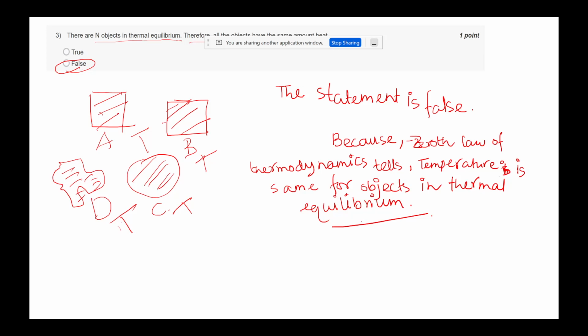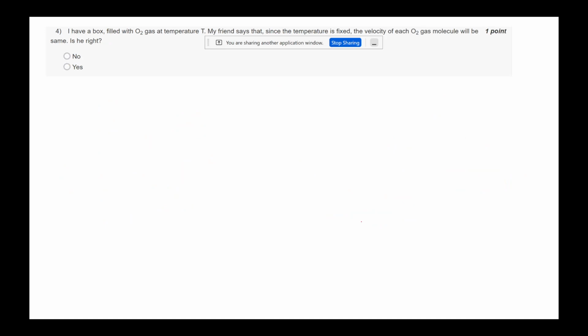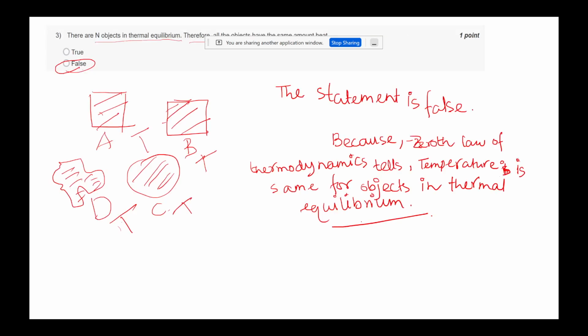Okay, now we'll go to the next. This is actually velocity distribution, so let's come back to this. So the discussion about the zeroth law of thermodynamics, we will stop here.